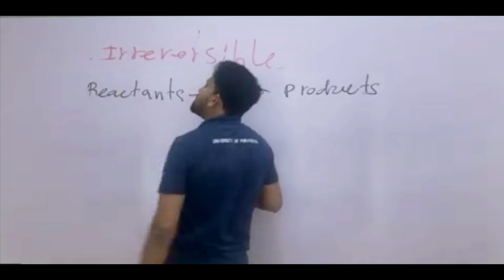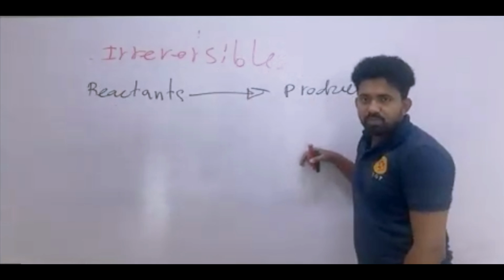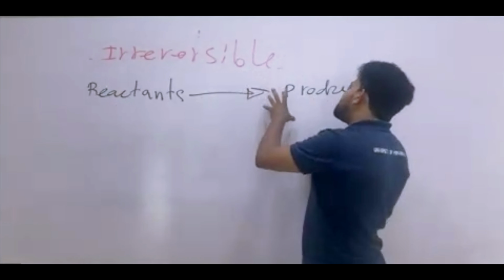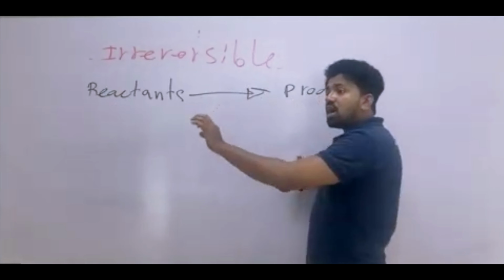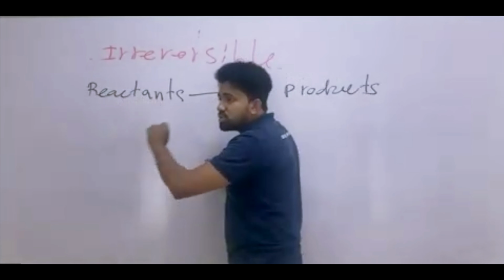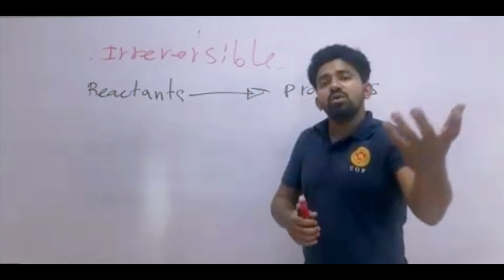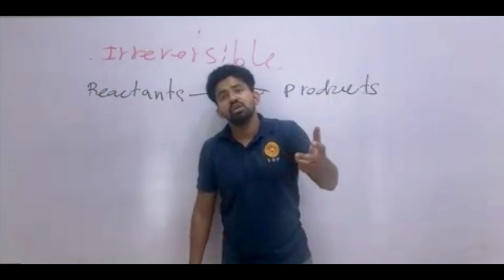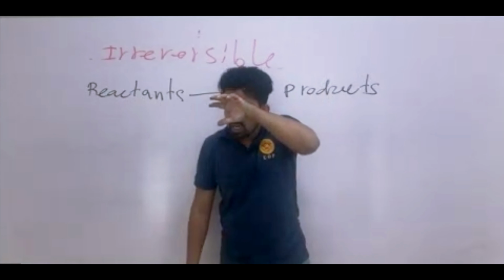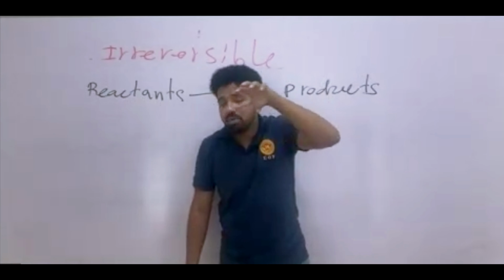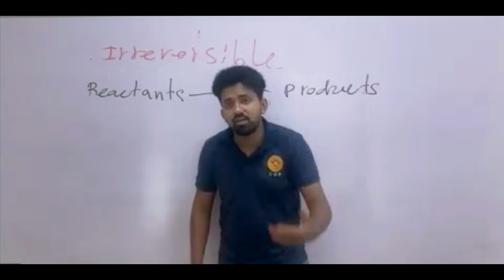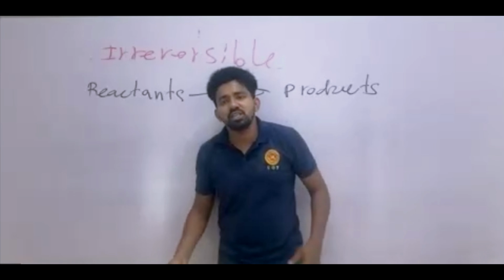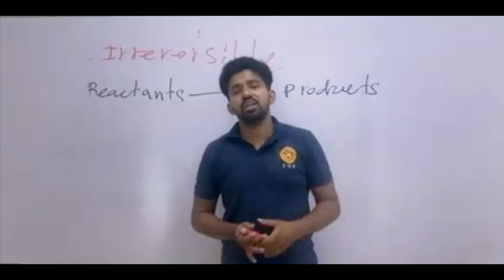Initially there can be only reactant in the reaction mixture. At the end there can be only product in the reaction mixture. Unless we use more reactant, like when we combust, we normally heat with excess oxygen. In that case, there will be some remaining oxygen in the reaction mixture.